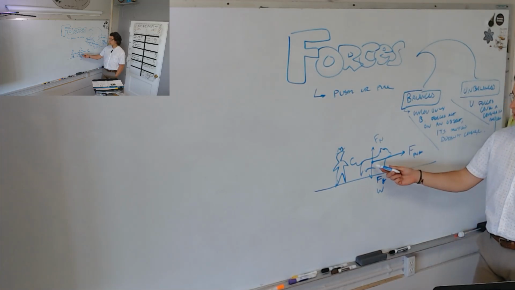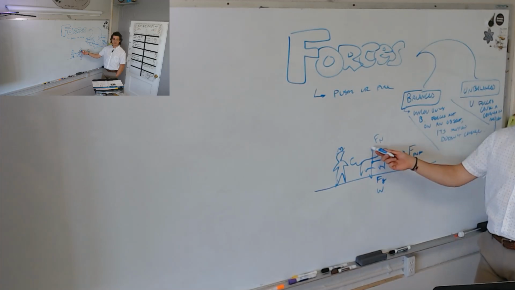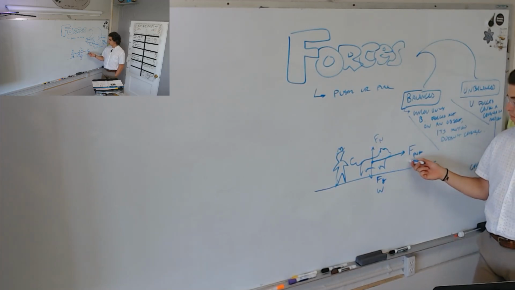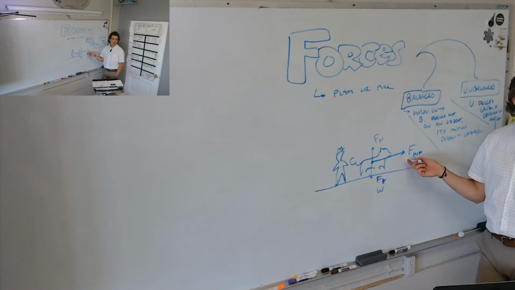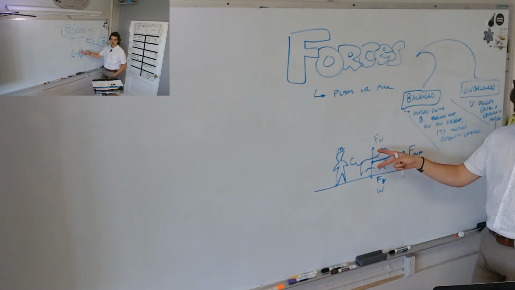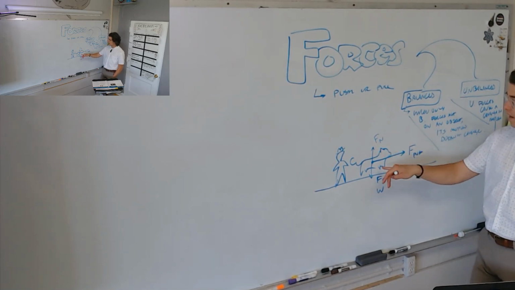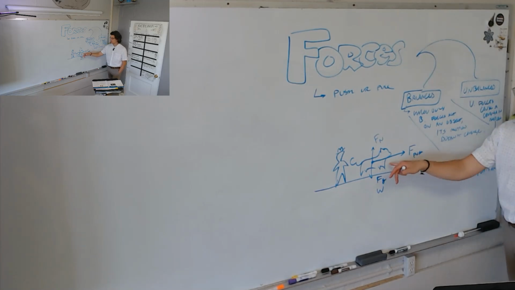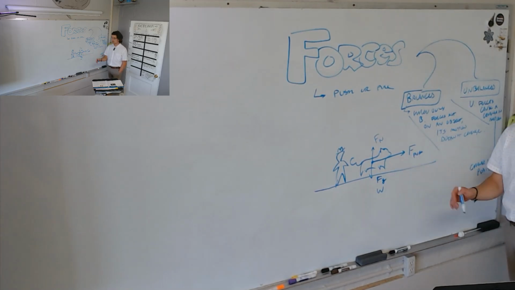Okay, so we've got gravity down, the normal force up, and the push force. Unbalanced, right? Gravity and the normal force cancel out. Gravity and the normal force are equal in magnitude but opposite in direction, and so they are balanced. But there's this push force in the horizontal direction, meaning that it has unbalanced force on it.